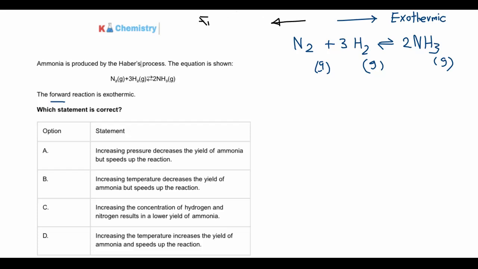Anyway, this is the question. Which statement is correct? A. Increasing the pressure decreases the yield of ammonia.